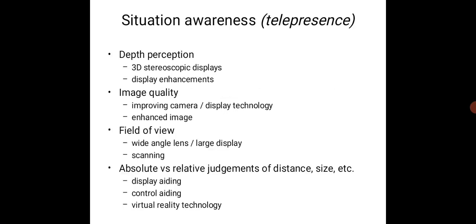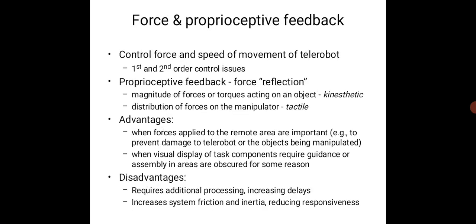And situation awareness. What is situation awareness? It is things like depth perception, image quality, field of view, and absolute versus relative judgments of distance, size, etc. Force feedback is like control force and speed of movement of the telerobot. Here, force reflection is the magnitude of forces or torques acting on an object, which we call kinesthetic, and how these forces are distributed on the manipulator, which we call tactile.